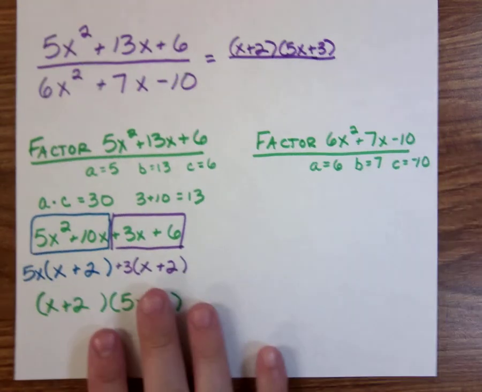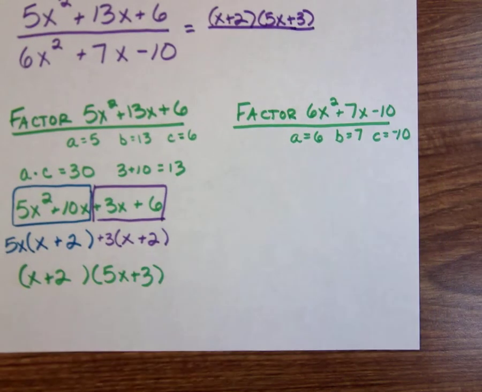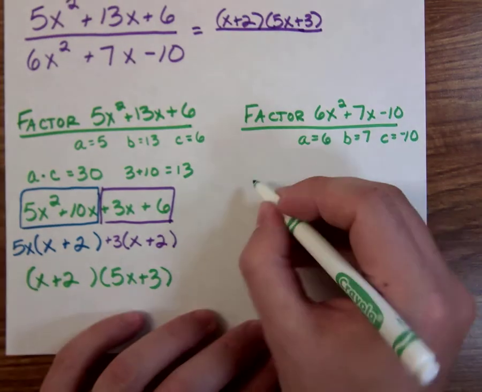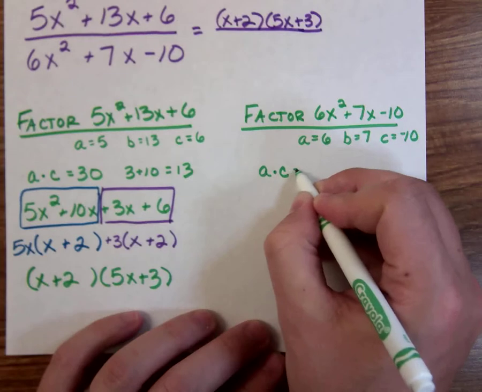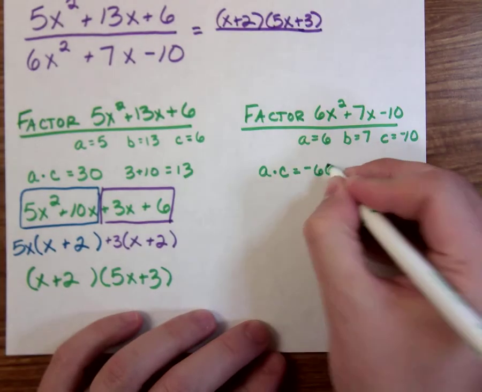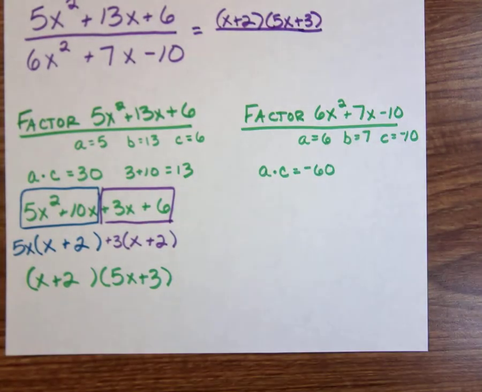So let's factor this one. This one's also grouping because there's a leading coefficient and no greatest common factor. So I've got our A, B, and C. What do my 2 numbers need to do? Are we doing A times C? Yep. So multiply to be negative 60 and add up to be 7.